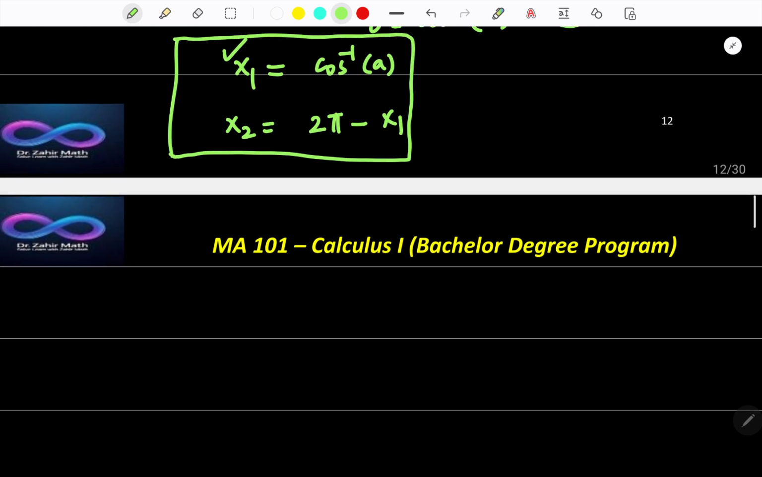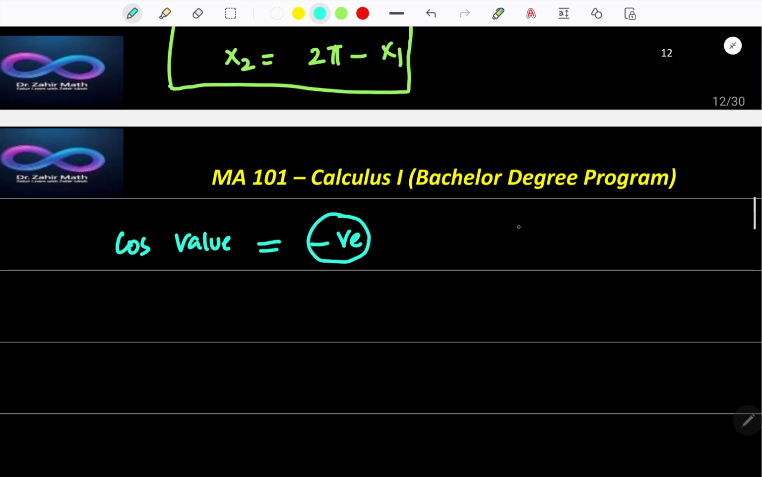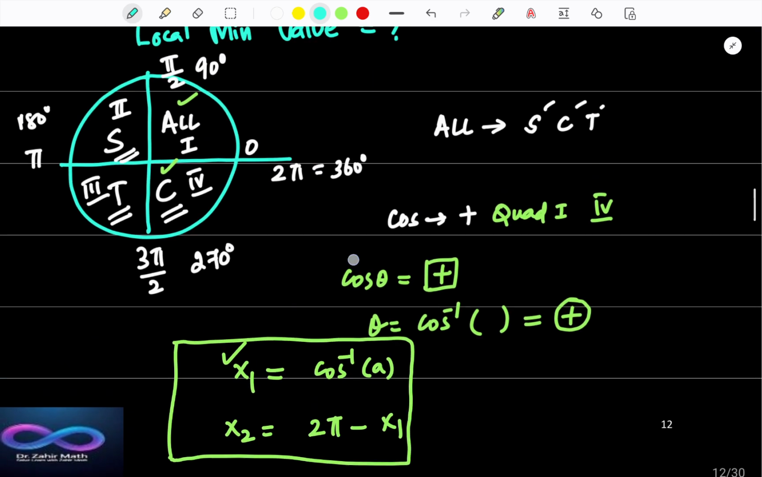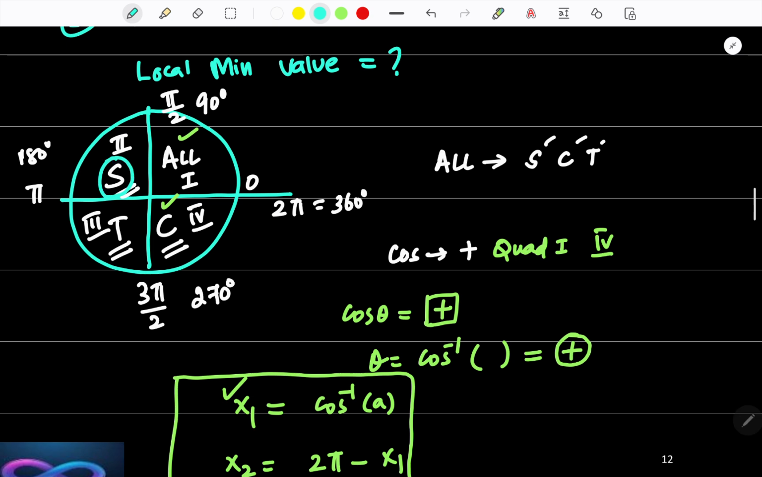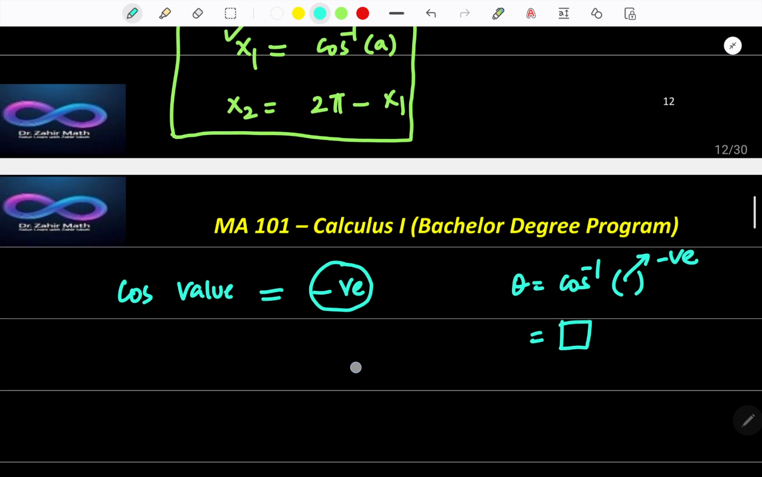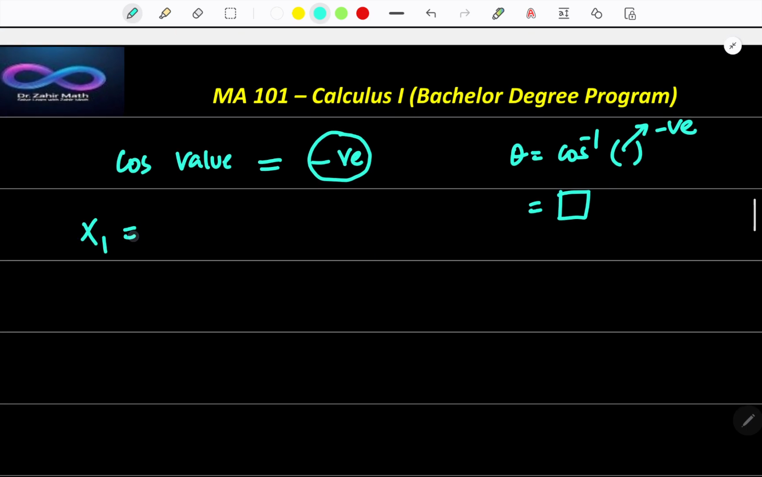But let's see here. Suppose your cosine value is negative. Suppose theta equals cosine inverse and you get a negative value. If this situation comes, what is the rule? Where is cosine negative? Cosine is negative in the second quadrant and third quadrant. So you get 2 answers. Am I right? Yes.